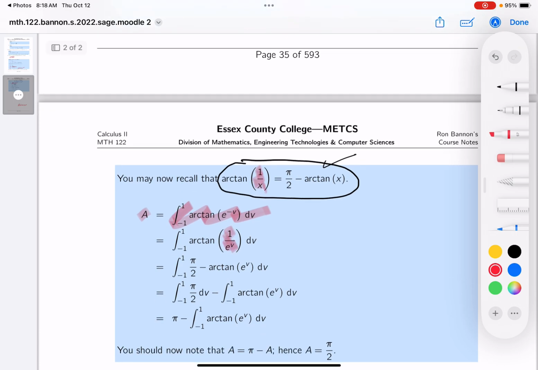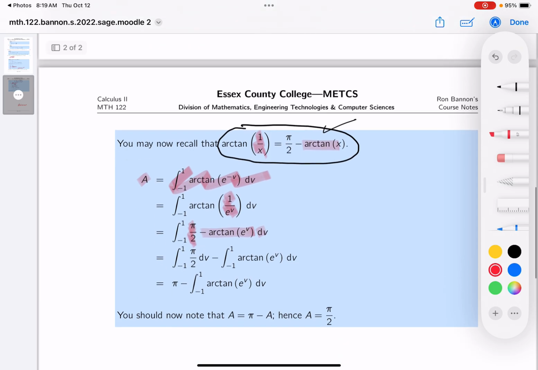And what would that give me? Well, pi over 2 minus the arctan of e to the v. That's all I'm doing. I'm using that identity over there. What do I do now? I split this into two integrations, and I get this one over here, which is really, it's still A. All right, that's still A. Now the question is, can I integrate that first guy? And I'll write this down for you. I'm writing down the integral from minus 1 to 1 of pi over 2 dv.